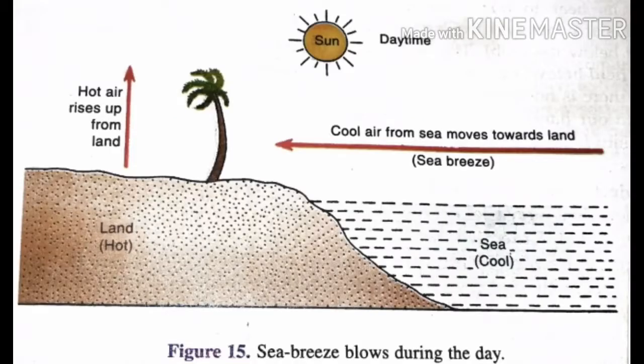First we'll see sea breeze. During the day, the temperature of land rises more quickly than sea water. The hot air above the land becomes lighter and rises. When air gets heated, it becomes lighter and rises. The comparatively cooler air from the sea replaces it. So, a gentle cooler wind blows from the sea to the land.